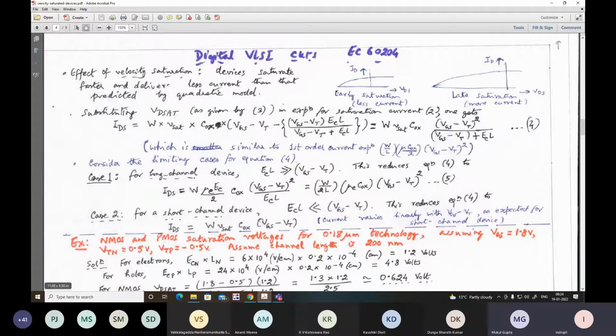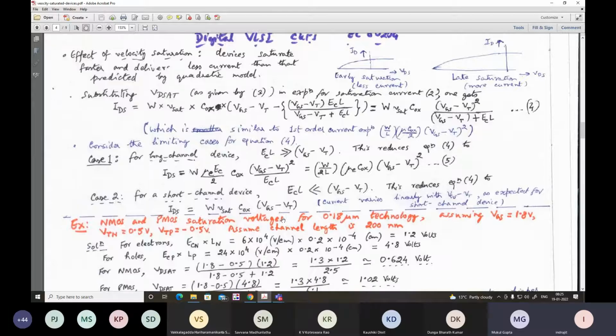But nowadays, for the scaled down device, ECL will become much smaller compared to this. Here we shall see some numerical expression also where it will be more clear. So this reduces equation 4 to this form. That means if ECL is negligible compared to VGS minus VT, then these terms get neglected, and here you get the product of W, VSAT, COX, and simply VGS minus VT. So drain current varies linearly with respect to the gate to source voltage, linearly with VGS minus VT.